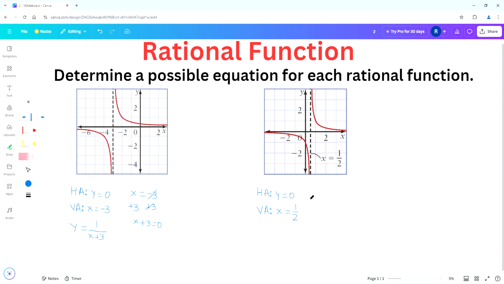Since the graph has one vertical asymptote and the horizontal asymptote is on the x-axis, this function can be represented by the reciprocal of a linear function. The numerator of this rational function can be 1. For the denominator expression, we have to analyze the equation of the vertical asymptote.